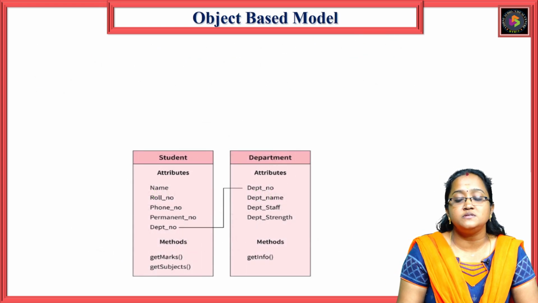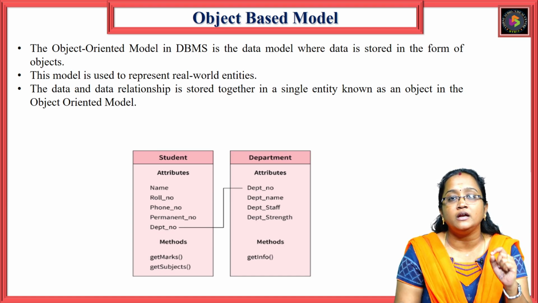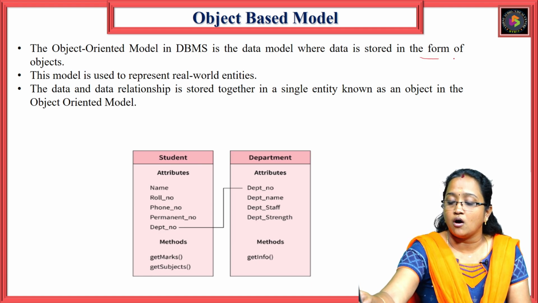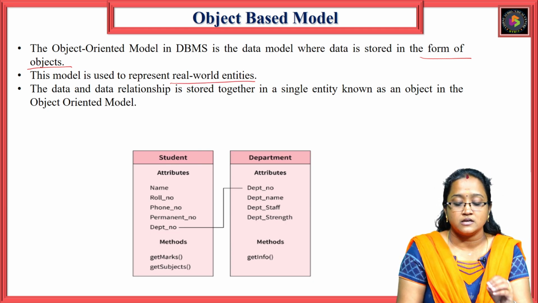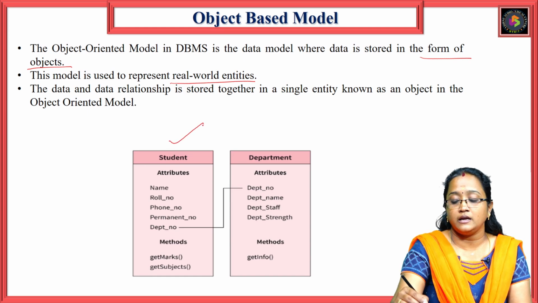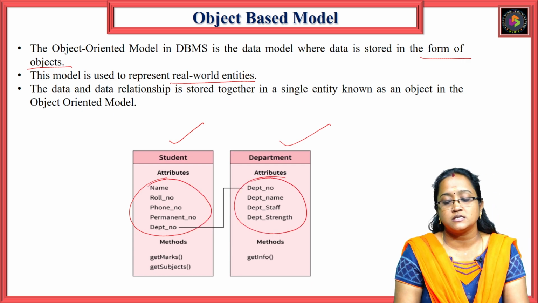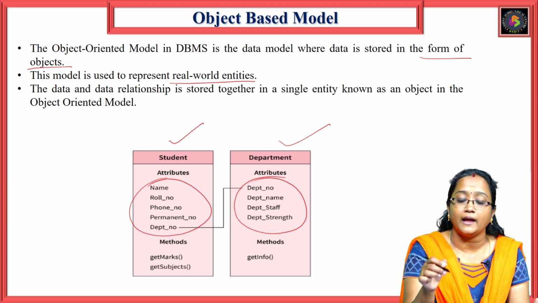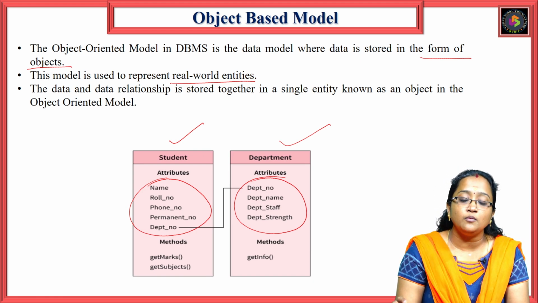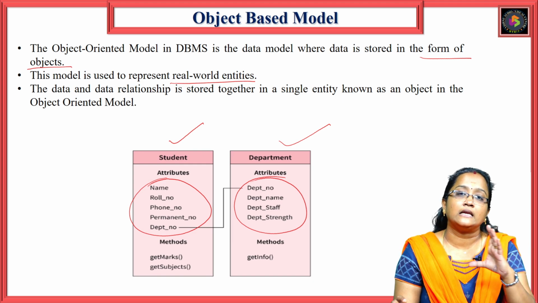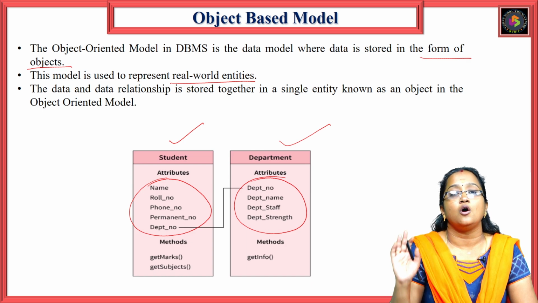Next one is the object-based model. Here each and every piece of data we store is stored in the form of objects. Objects are called real world entities. What are the real world entities? Here we take student as one entity and department as another entity. These are called classes or objects with attributes. So these are the objects of these particular entities. Each and every data we store in the form of objects, and all attributes make up an object of that particular entity. So this is the object-based model. We treat everything as objects.